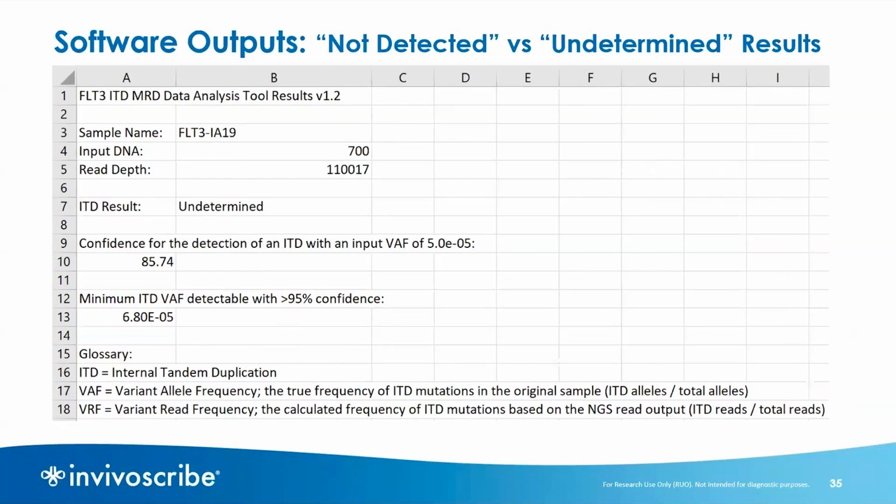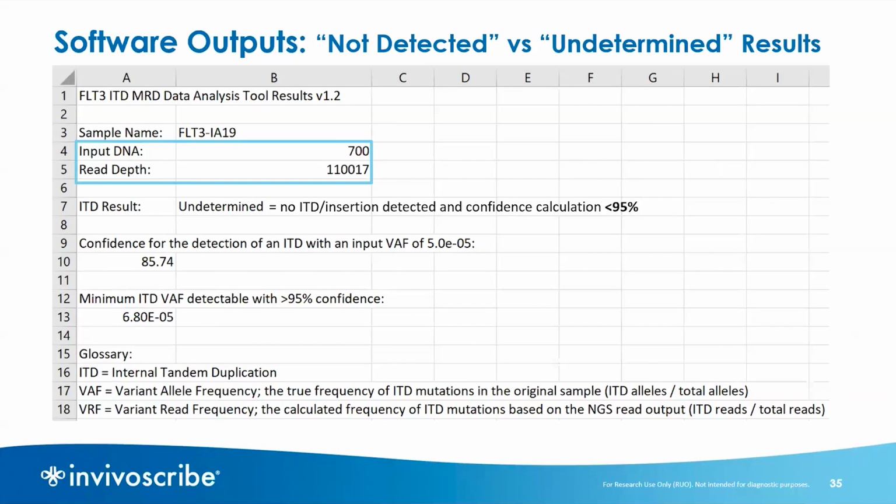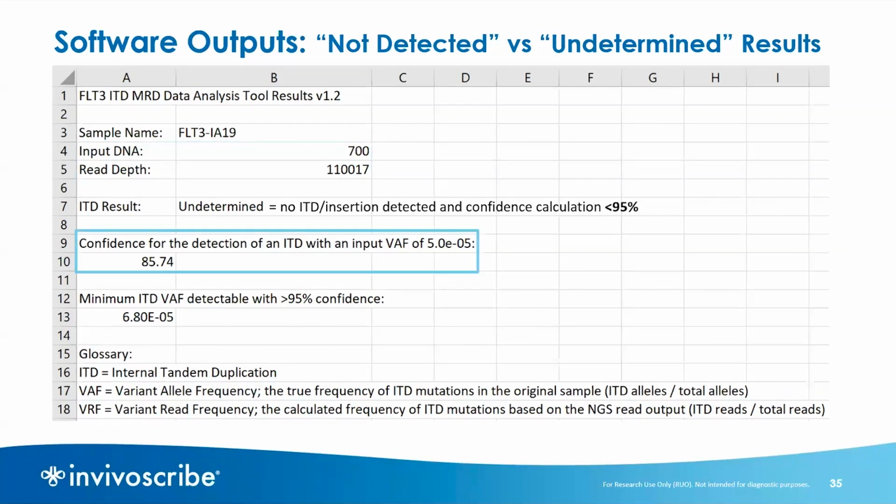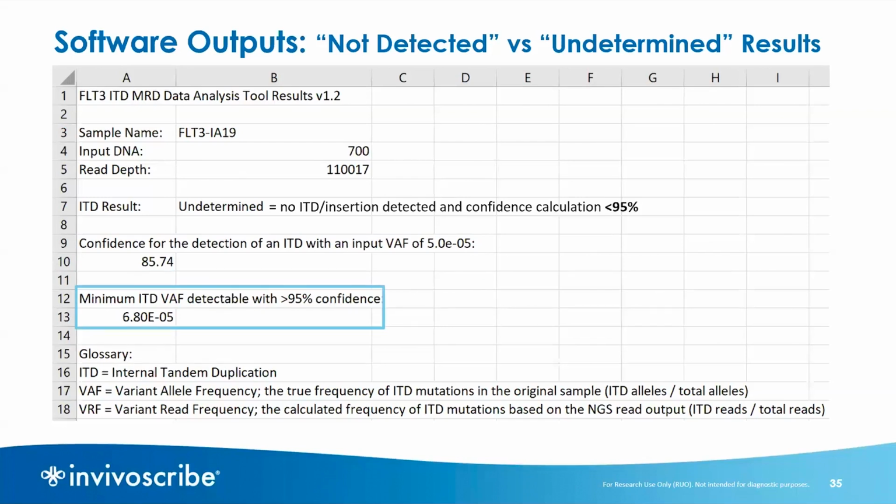So here's an undetermined result, which is when you have no ITD or insertion detected, and the confidence calculation is less than the 95% threshold. So again, you're taking in these two values here, the input DNA amount and the read depth. The input DNA amount is high, but the read depth is quite a bit lower. And so our confidence is also below our 95% threshold, 85.74% here. And so that's why this is an undetermined result. And then additionally, our minimum ITD VAF detectable with greater than 95% confidence is 6.8e-5.